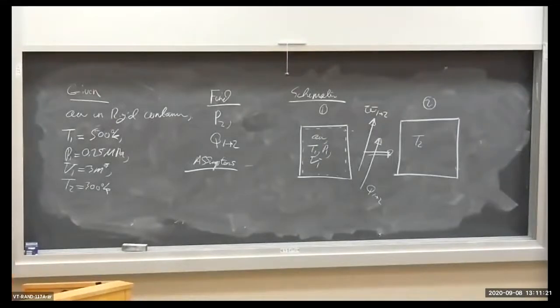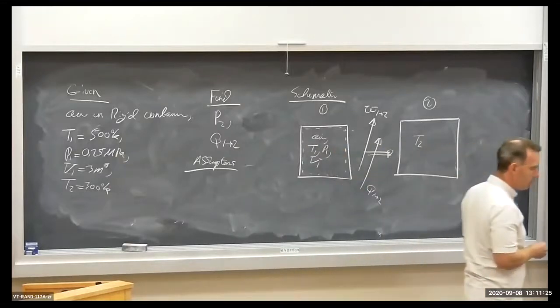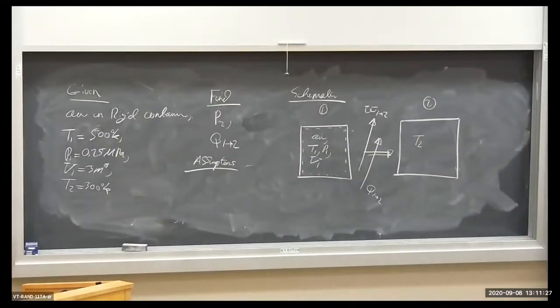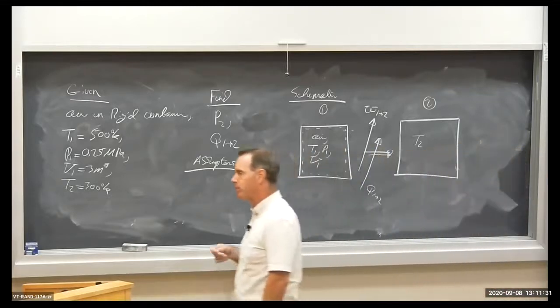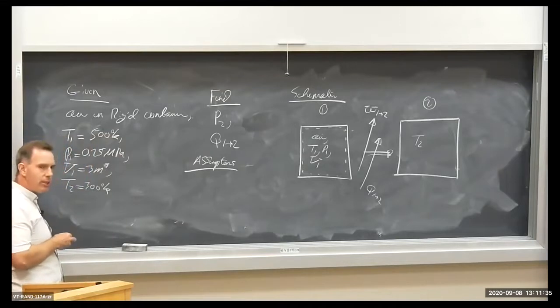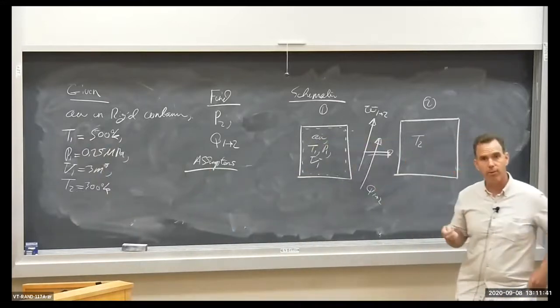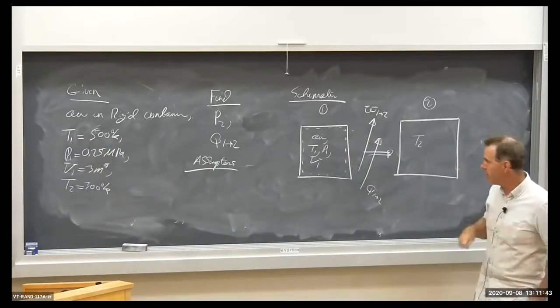Okay, let's do another problem involving use of the tables, in particular properties for ideal gases. Let's say we have air in a rigid container. Now, what does rigid mean? It means the volume is constant, it can't be distorted.